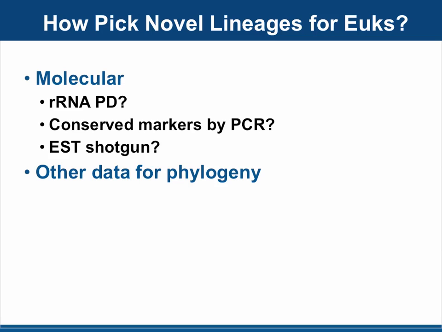And maybe use other data for phylogeny. I don't think we should avoid using morphological data or physiological data or anything else that might tell us something about the phylogeny of organisms to identify ones that are, at least at a candidate level, phylogenetically novel.